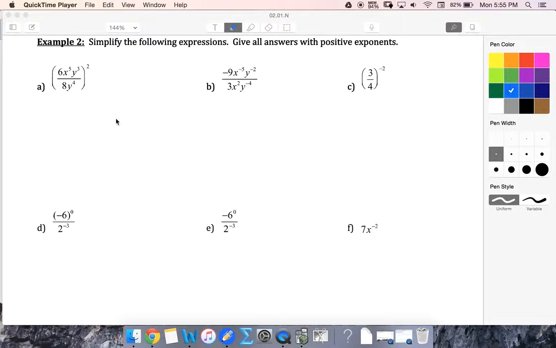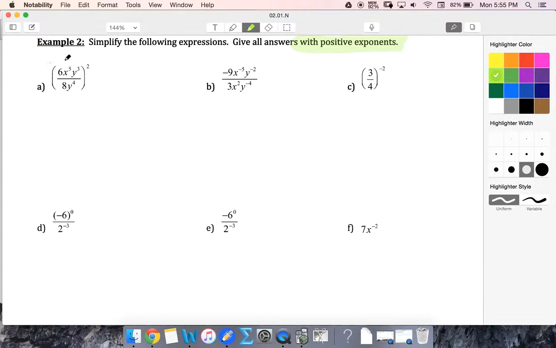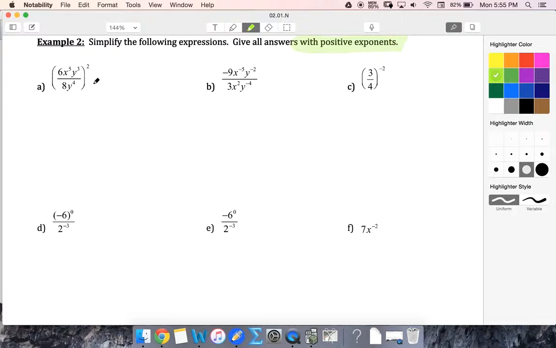All right, students, here I am with still our first notes in Unit 2, and now we're looking at Example 2. Simplify all expressions, giving all answers with positive exponents. I want to not forget that. Answers with positive exponents. All right, so now I have a quotient being squared. I've got a product in the numerator, a product in the denominator. So I've got two separate ways I can do this.